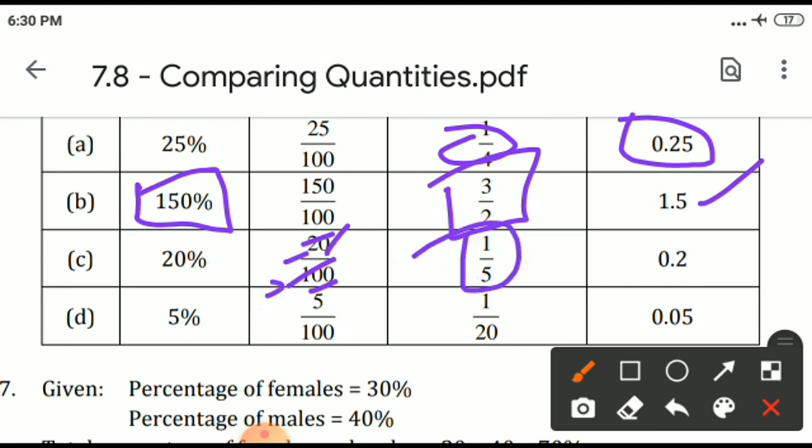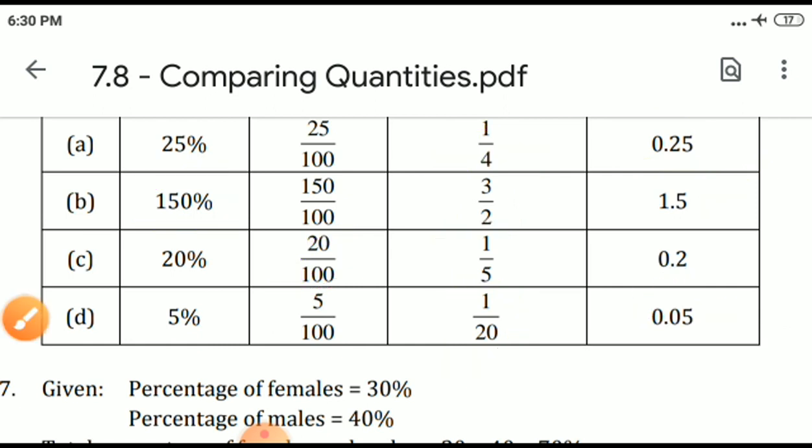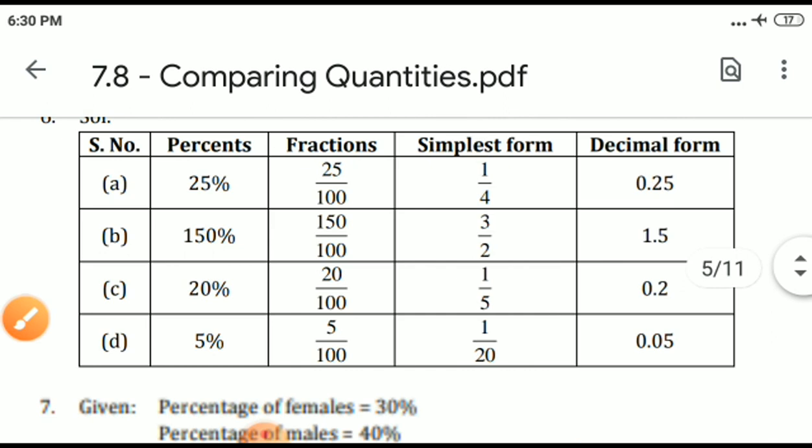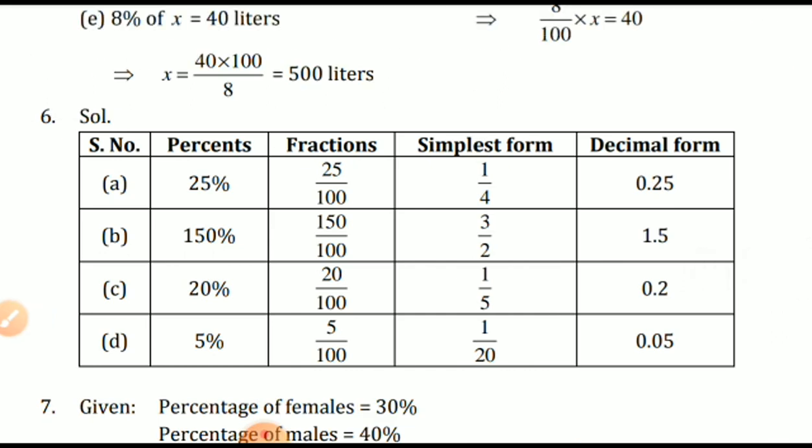1 upon 5 means a fifth, not a half. Yes, 1 upon 2 is equal to 0.5, but 1 upon 5 will give us 0.2. 5 percent is nothing but 5 upon 100, that gives us 1 upon 20, that is 0.05. So here is question number 6 on percentage, fractions, simplest form and decimal form.